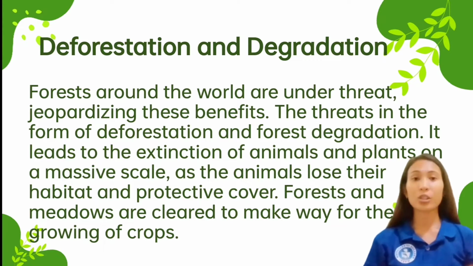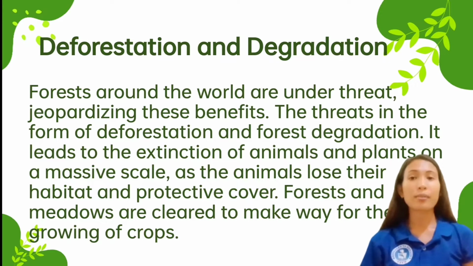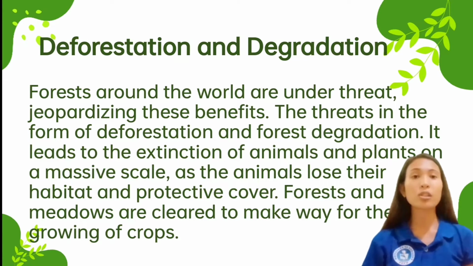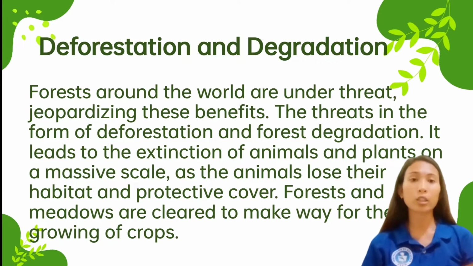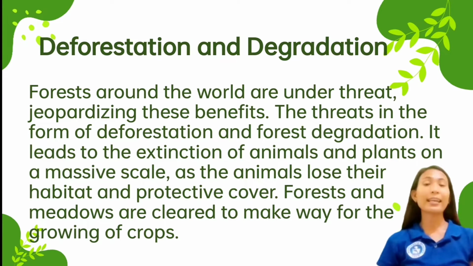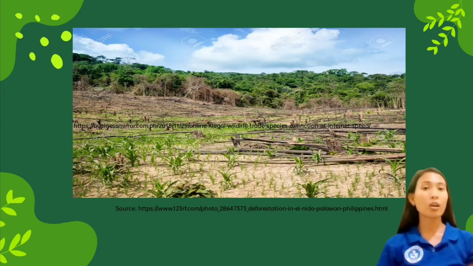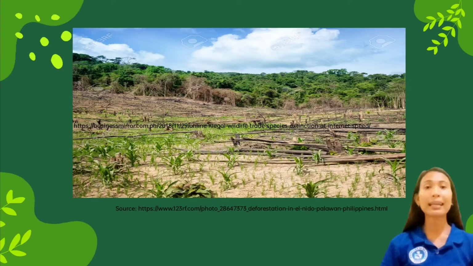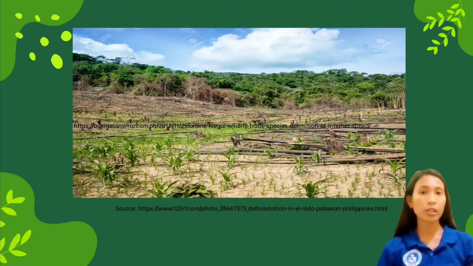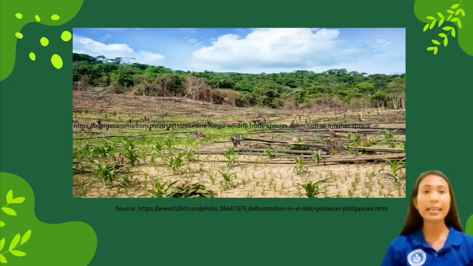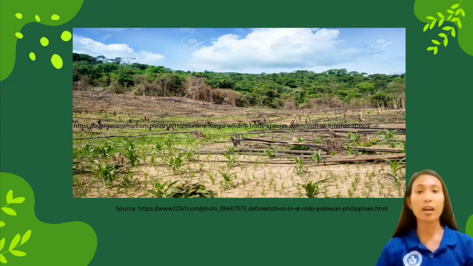It leads to the extinction of animals and plants on a massive scale, as the animals lose their habitats and protective cover. Forests and meadows are cleared to make way for the growing of crops. This is mainly caused by unsustainable and illegal logging, which leads to loss of trees for wildlife habitat and other vegetation, and can cause climate change, soil erosion, fewer crops, flooding, and increased greenhouse gases in the atmosphere.